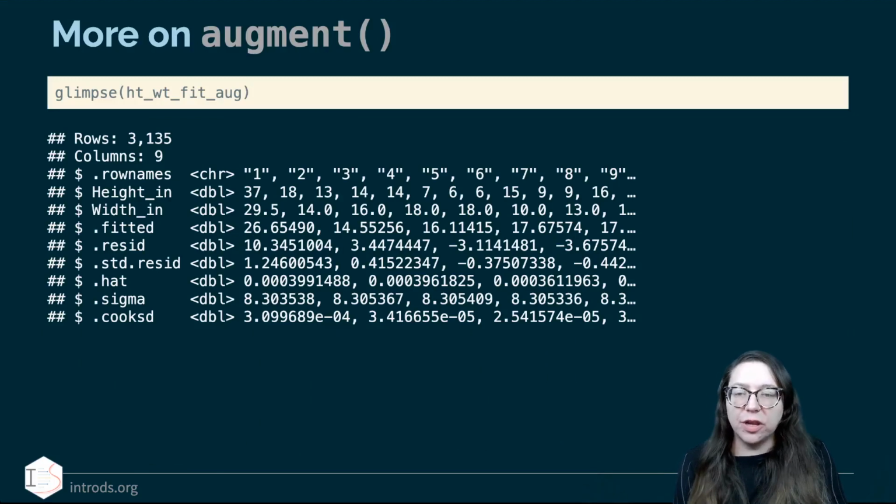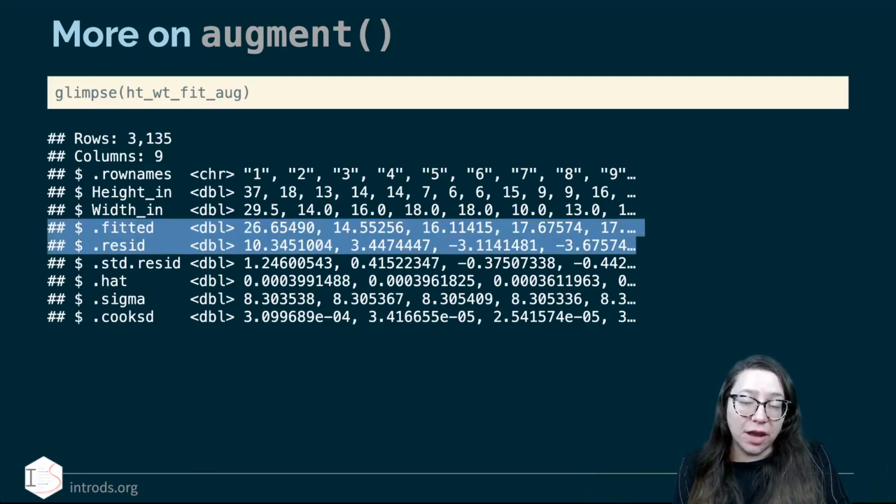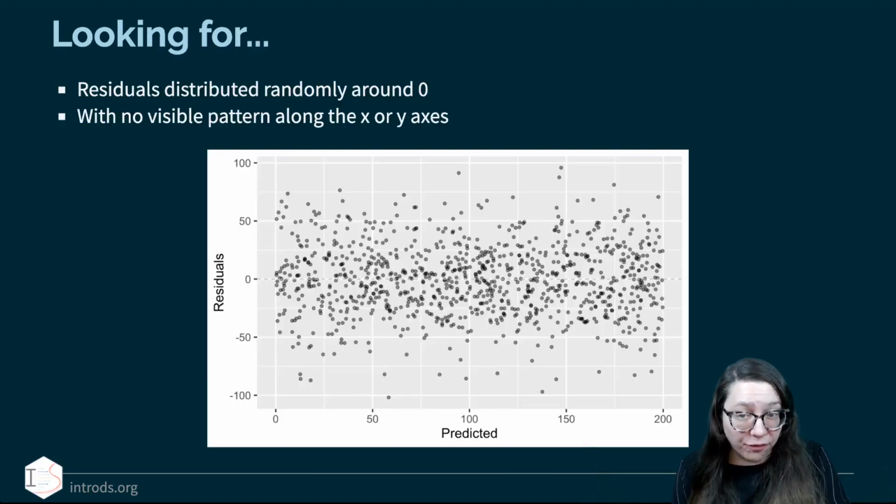So here's another look at that augment function, just so we can see all of the variables that are calculated with it. As I said, for now, we're going to be focusing on the columns that are the fitted values and the residuals, and the rest we'll talk about a little bit later. So what we're looking for in a linear model is residuals that are distributed randomly around zero, with no visible pattern around the X or Y axes.